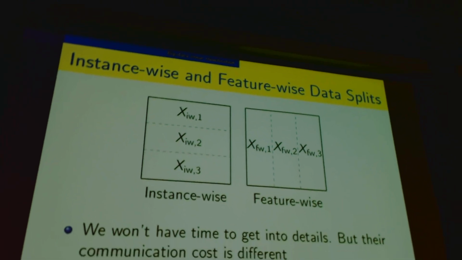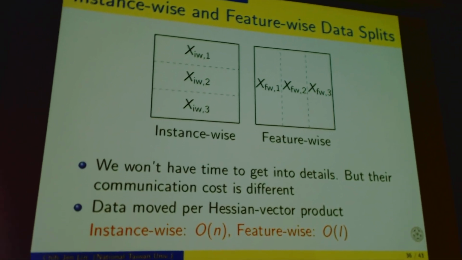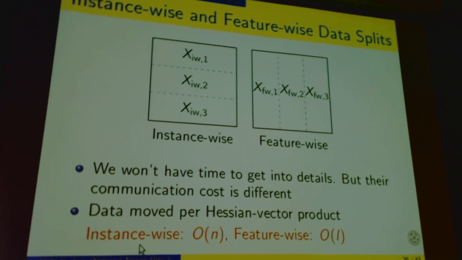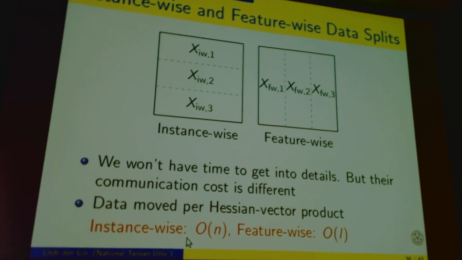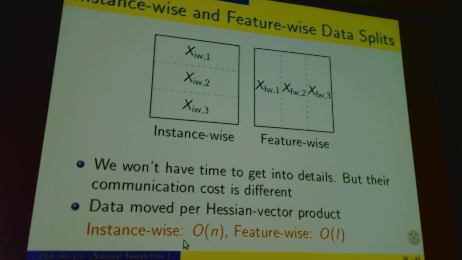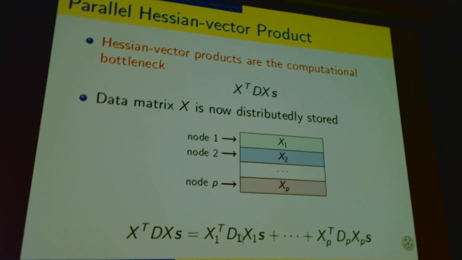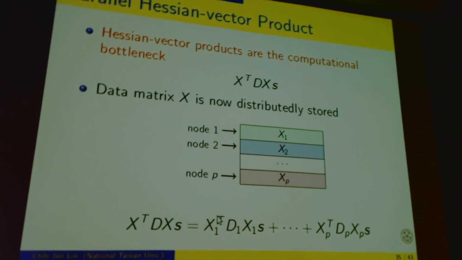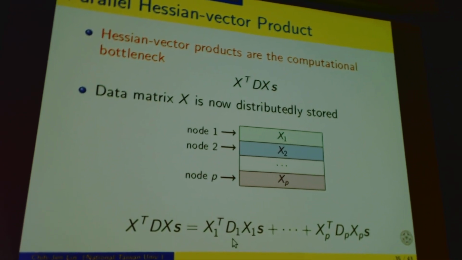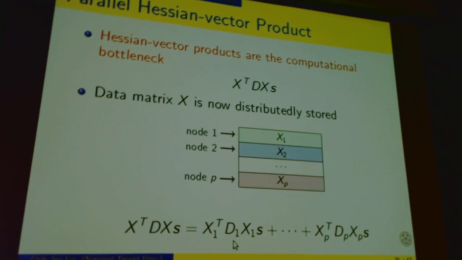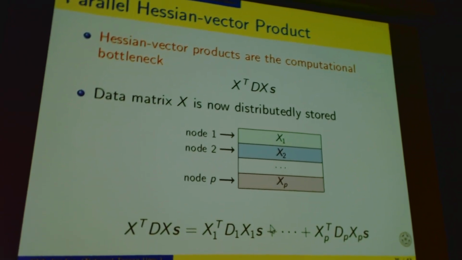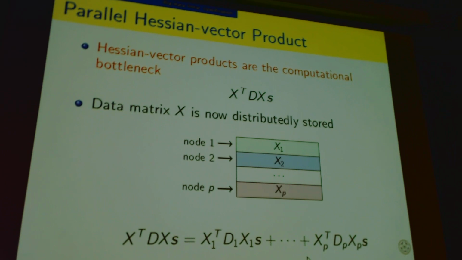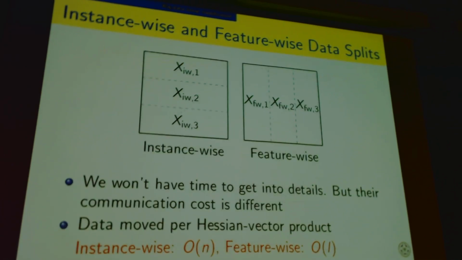But actually their communication cost becomes different. Even though I don't have time to show details here, roughly what I can say is that if you do instance-wise data split, then your communication cost... So where do we have communication cost? In this summation, we have communication cost, right? This is actually an order n vector. So now you have a bunch of order n vectors. You want to group them together, and also maybe broadcast the resulting vector to all machines.